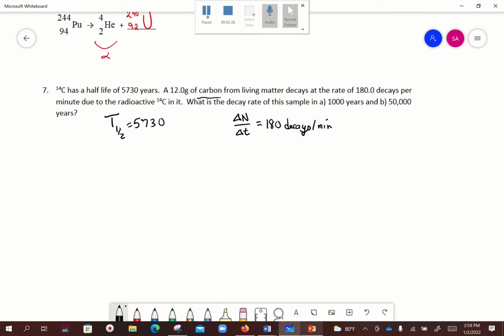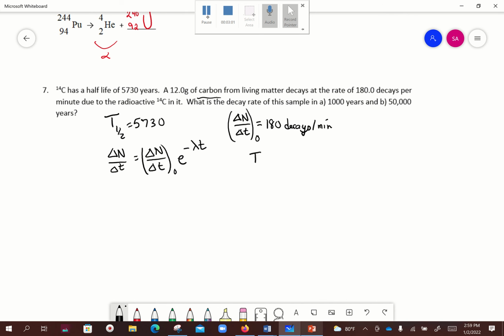Okay, so what is our equation? Well, our equation is delta N over delta T is equal to delta N over delta T0, which is what we're given here at the top, 180. That's when it's still alive, times e to the minus lambda T. So lambda is a decay constant. How do we find it? Well, we can get it from the half-life.